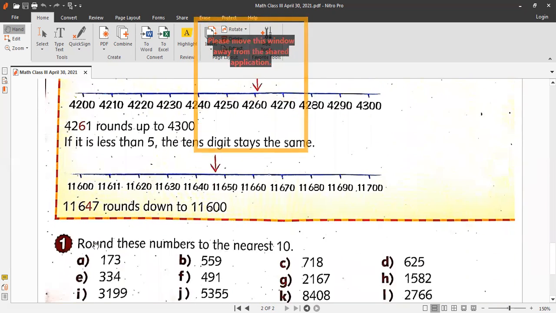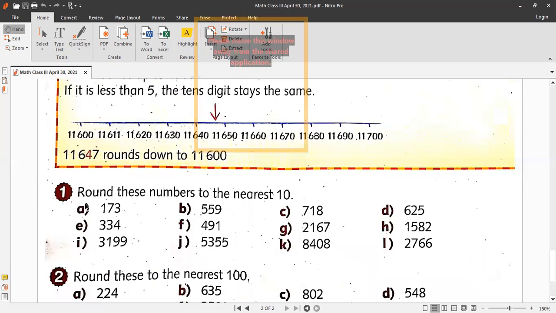Now you can do question number 1 by using this method. Round these numbers to the nearest 10. The first part is 173. Now my unit is 3 and it is less than 5. So I stay on 70. I cannot go to 80. It will be 170. If it is more than 5, then it will become 80.